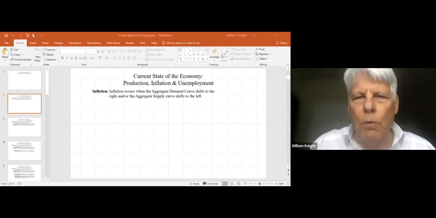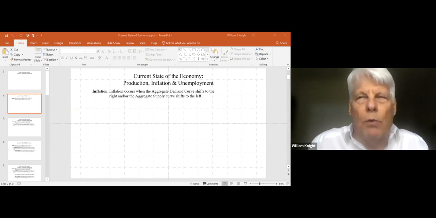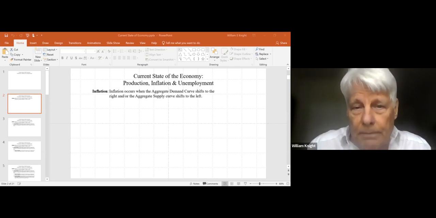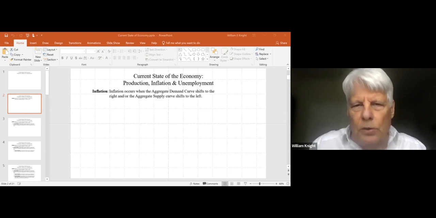Okay. What we are doing tonight, we are taking what we know about fiscal policy and applying it to the current state of the economy, particularly production, inflation, and unemployment. So let's start with inflation.